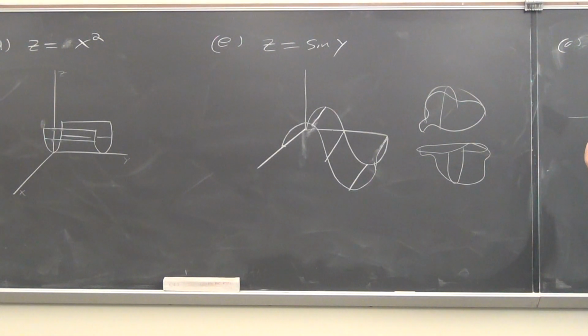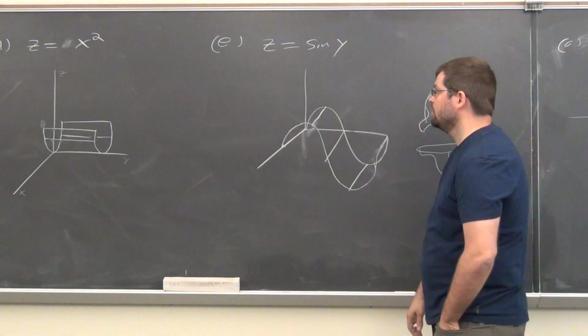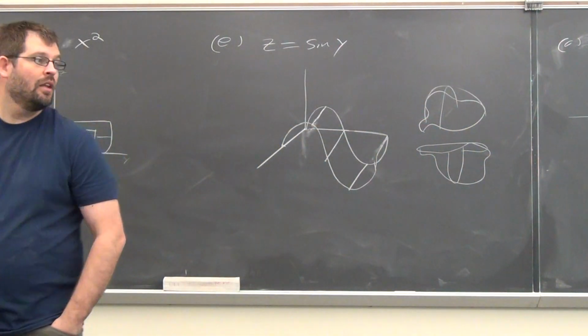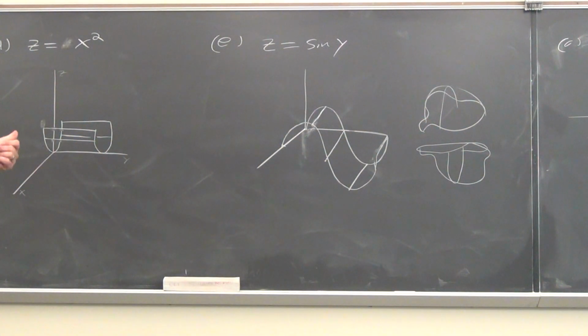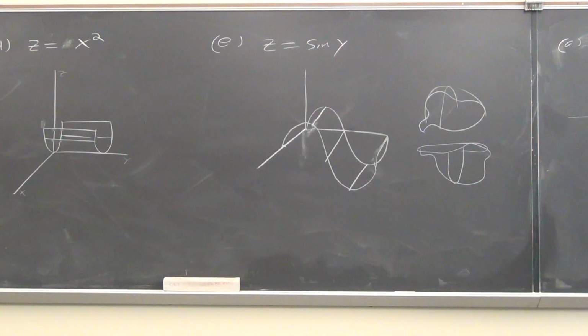Okay. So, like I said before, these are all called cylinders, where you just drag them in one direction. They're just usually functions where one of the variables doesn't show up. And then next time we'll talk about spheres, ellipsoids, and some other things. But let's stop there for today.